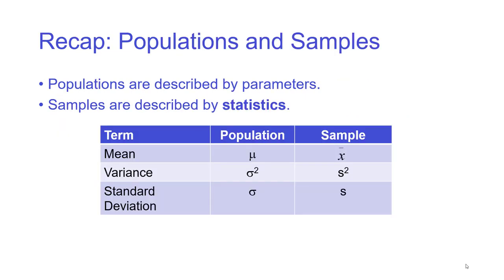So to recap, there's a difference between populations and samples. So populations are described by parameters and use the Greek letters, so mu and sigma squared and sigma, whereas samples are described by statistics. That's where the word statistics comes from, and they're represented by x bar, s squared and s.